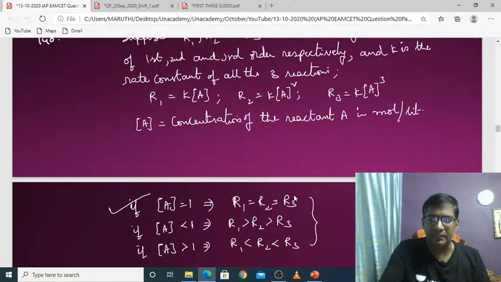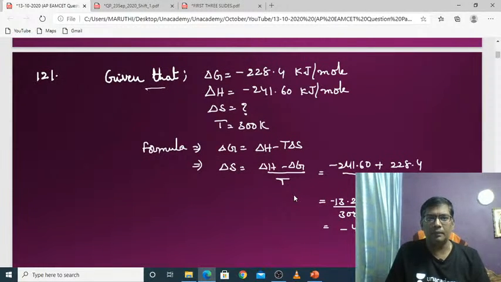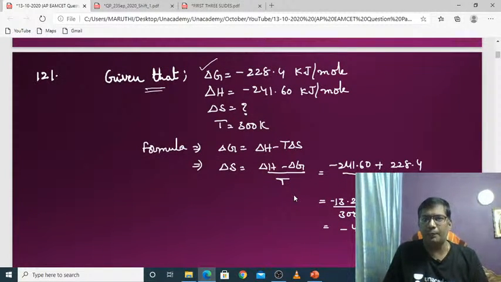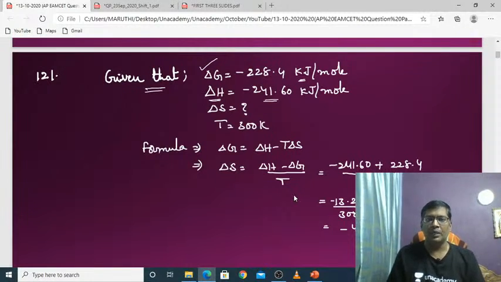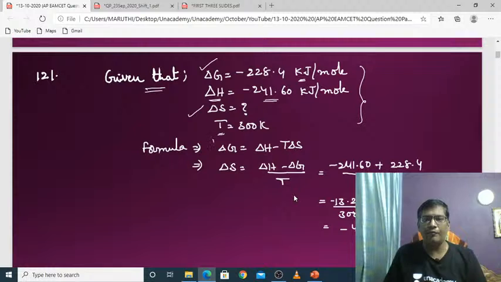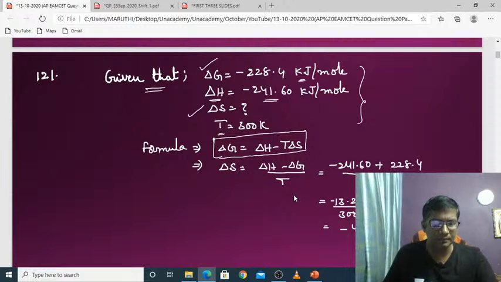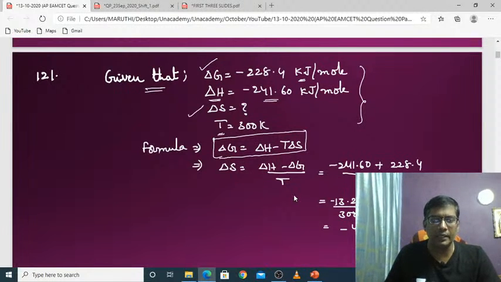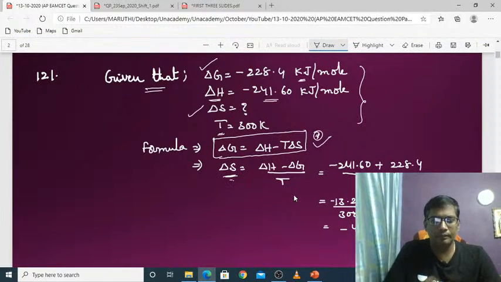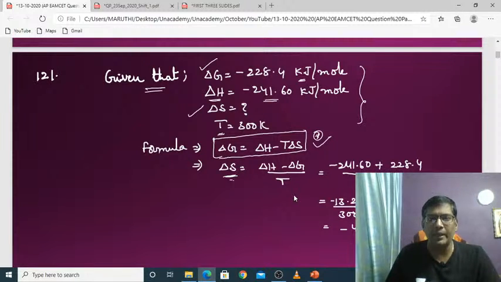See here, the solution is like this. They have given the delta G value, that is minus 228.4 kilojoules, and delta H also, minus 241.60 kilojoules per mole, and you need to calculate the delta S. They have given the T value also. The formula is delta G equals delta H minus T delta S. It is a thermodynamic relation. So you need to calculate the delta S value first. Delta S is equal to delta H minus delta G by T.